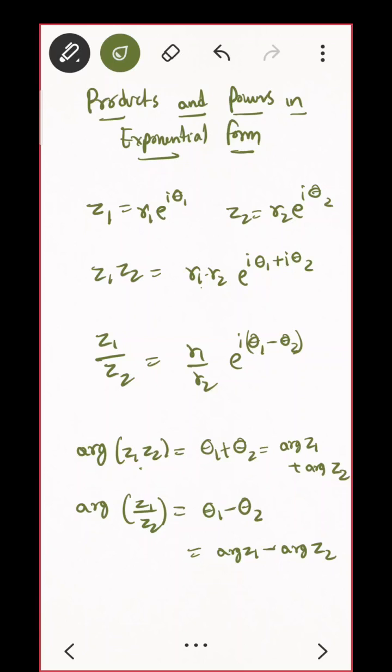What is log of a by b? Log a minus log b. Correct? Same, log of a into b is log a plus log b. But this is not true for capital Argument, that is the principal value of argument. This is not true for the principal value of argument. You take any two complex numbers and try it, you will get another argument which is not principal. That means its value won't lie in that interval.